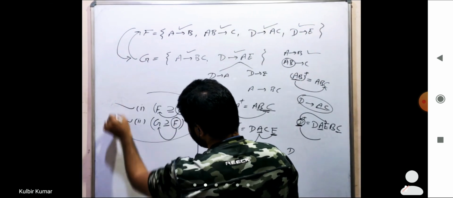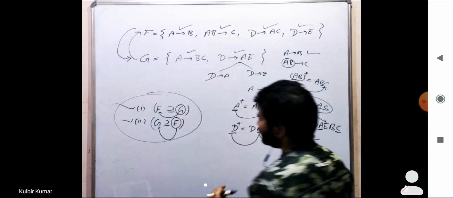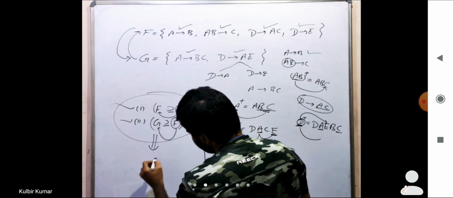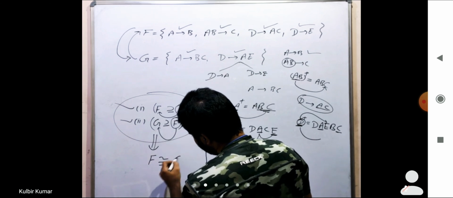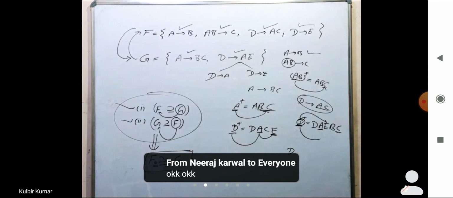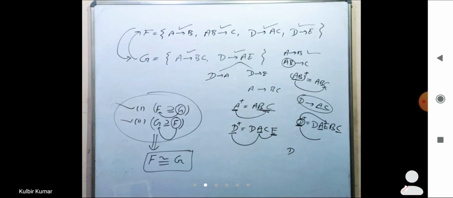If both are true, that F cover G and G cover F, we can say that F is equivalent to G. Both the functional dependency sets are equivalent. So now tell me it is clear or not?